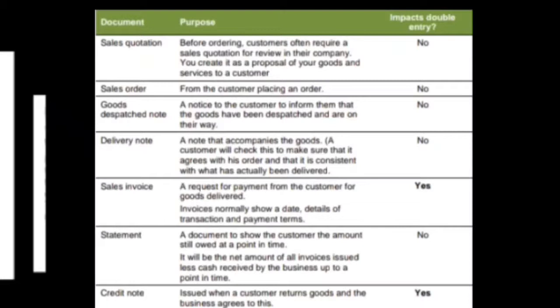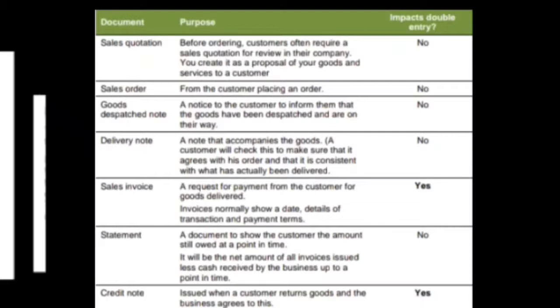Then statement. Statement means the statement of amount, that how much is still owed by the customer to the seller. So a statement is given along with the goods, that you have to pay this and that amount to the seller.